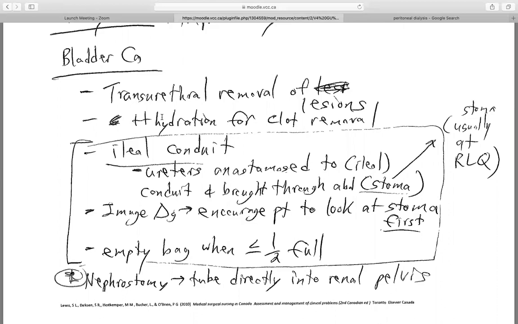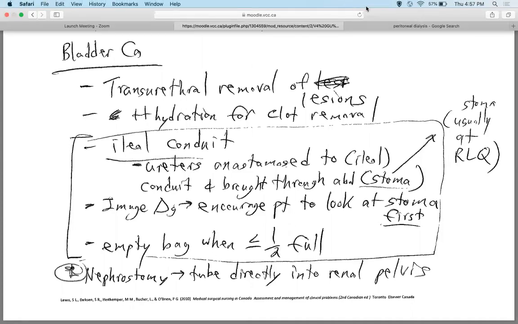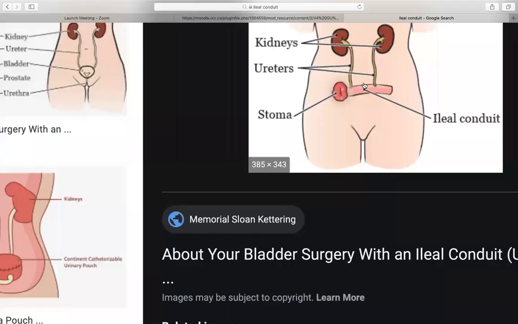Let's look at a picture. Let's finish this video off with a picture of an ileal conduit and just describe what is going on. So let's take a look at that. So this person's had an ileal conduit. What they've done is they've removed what used to be the bladder there. They've taken a piece of the ileum, totally removed it, and made a pouch. So this is now no longer part of the intestinal system.